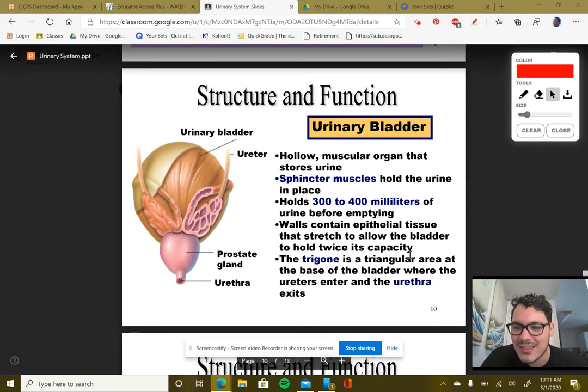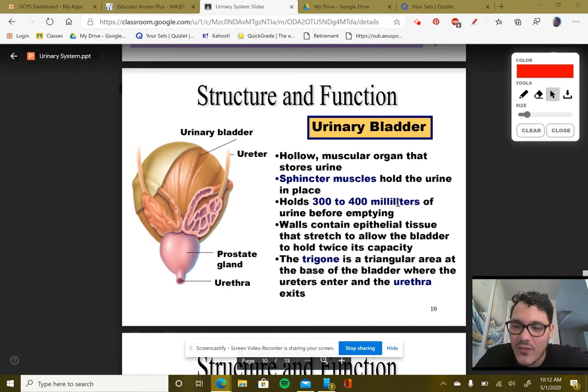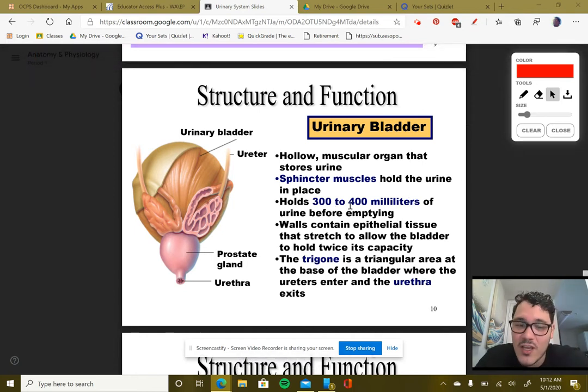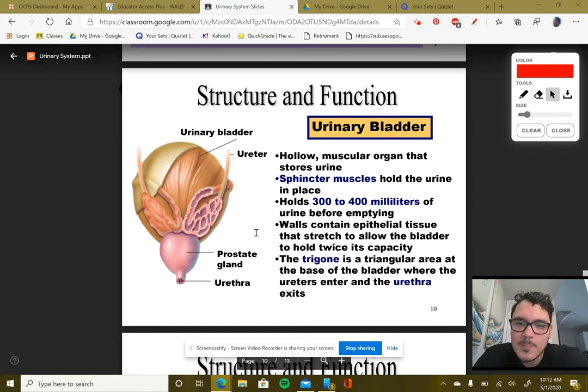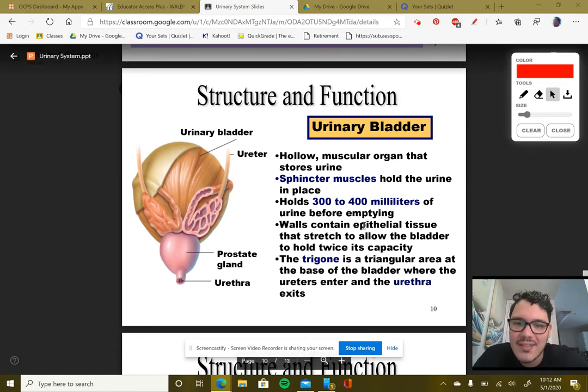Remember, a milli is a thousandth of something, so we're pretty close to half a liter of urine before having to empty. Granted, when you see that it holds 300 to 400 milliliters before emptying, usually around the 200 to 250 mark do you start to feel the need to urinate. Granted, it does depend on the person. Some people have more bladder control, if you want to call it that, than others. Walls contain epithelial tissue that stretch to allow the bladder to hold twice its capacity.